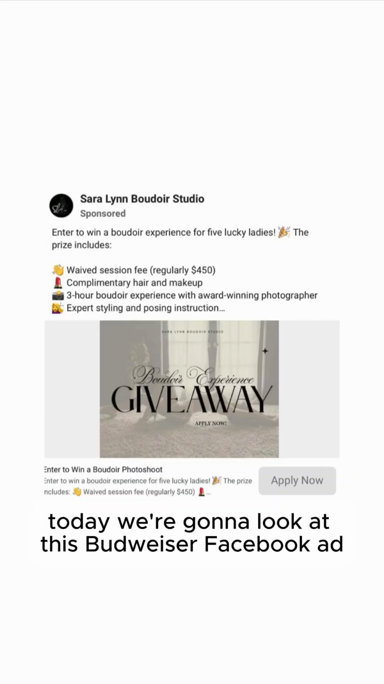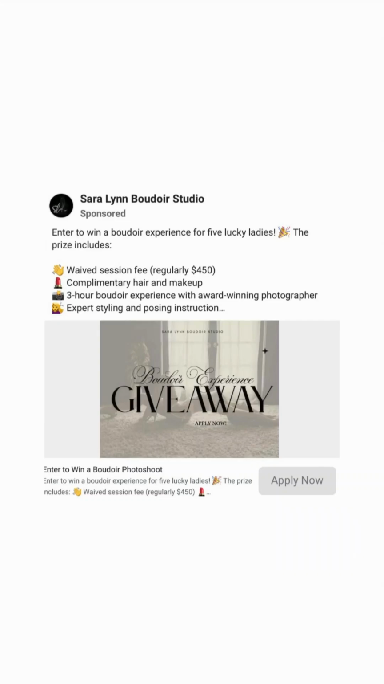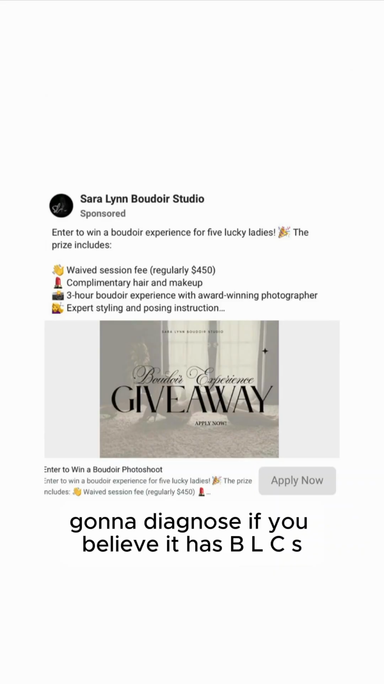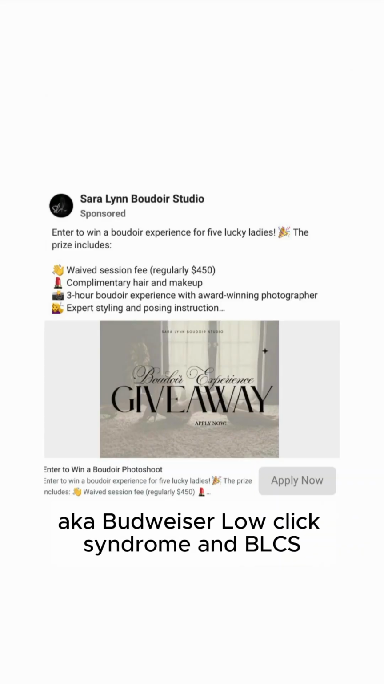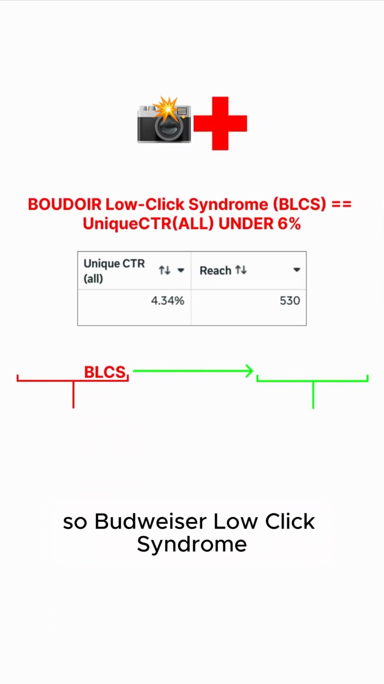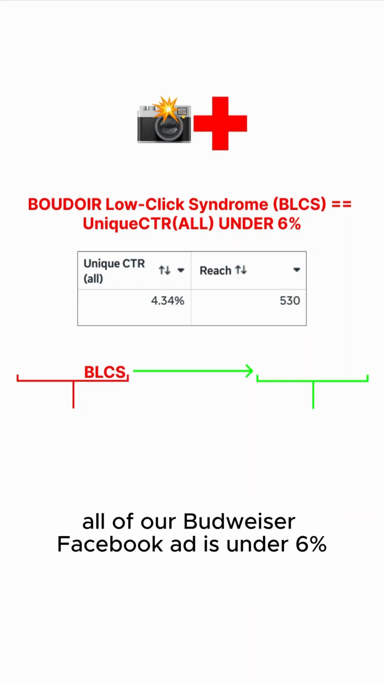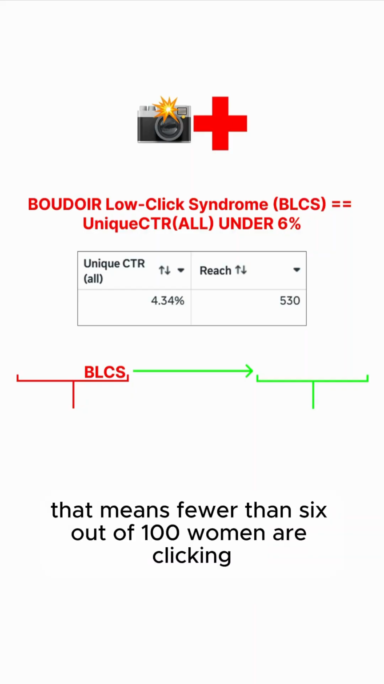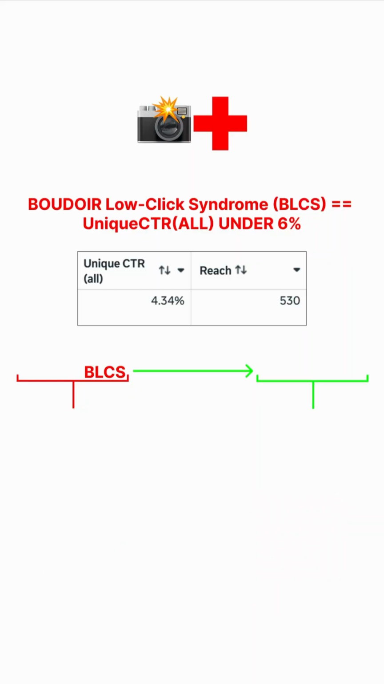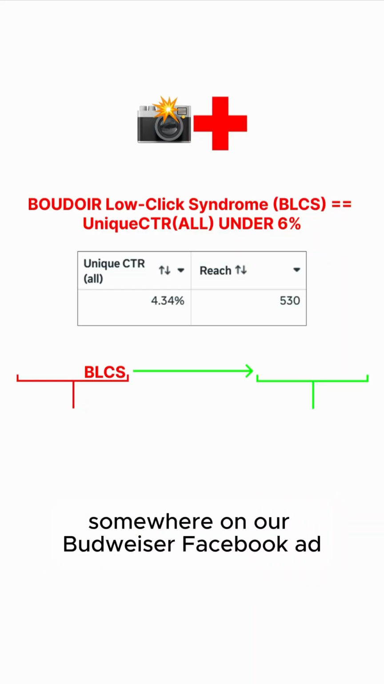All right, y'all. Today we're going to look at this Boudoir Facebook ad. Going to diagnose it, see if we believe it has BLCS, aka Boudoir Low Click Syndrome. So, Boudoir Low Click Syndrome, aka BLCS, is when the unique CTR of our Boudoir Facebook ad is under 6%. That means fewer than 6 out of 100 women are clicking somewhere on our Boudoir Facebook ad.